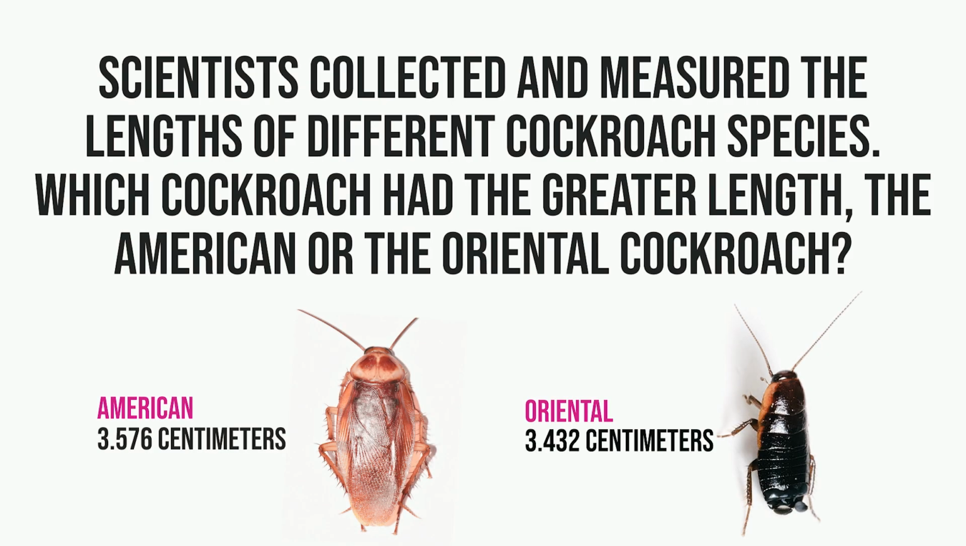Scientists collected and measured the lengths of different cockroach species. Which cockroach had a greater length, the American or the Oriental cockroach? Which two numbers do we need to compare? Yes, we need to compare 3 and 432 thousandths centimeters, which is the length of the Oriental cockroach, and 3 and 576 thousandths centimeters, which is the length of the American cockroach.